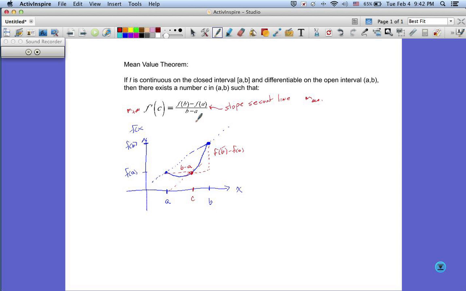That was the mean value theorem in a nutshell, where it says the derivative at some point is equal to the slope of the secant line. Instantaneous velocity is equal to average velocity at some point, given a continuous function.